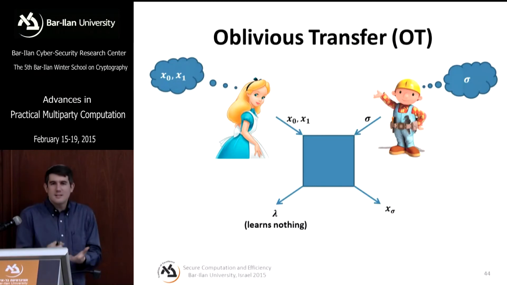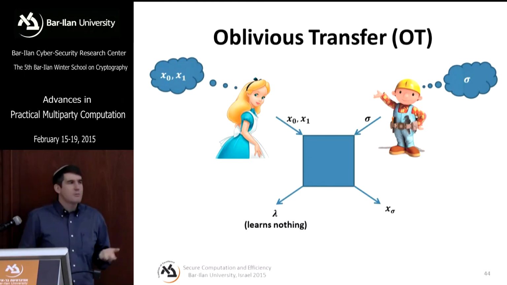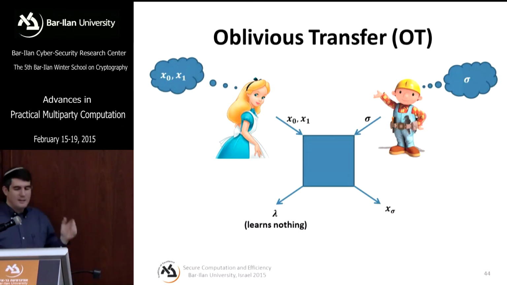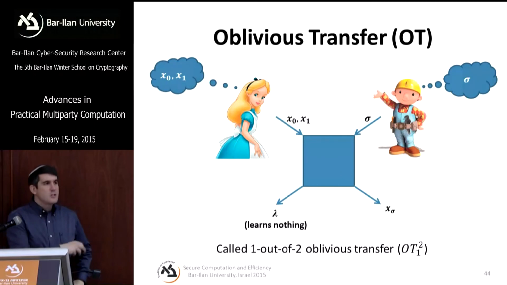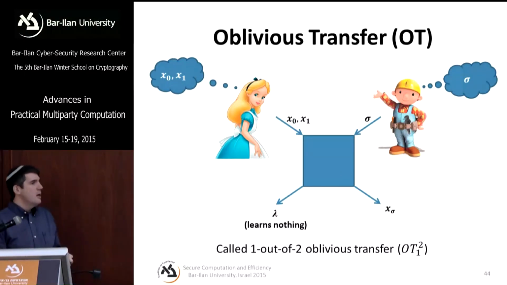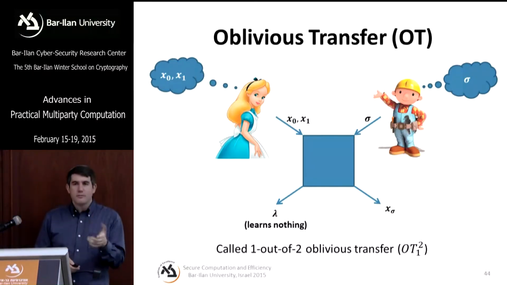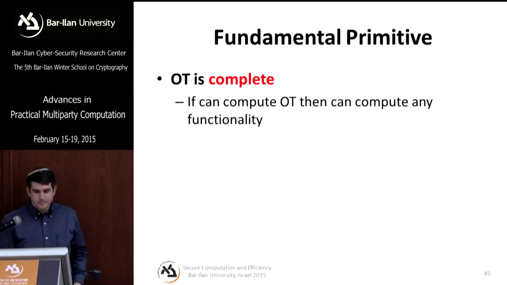It's a paradox. It doesn't seem to be possible, but that's the beauty of cryptography. We do lots of impossible things. And this is really one of the simplest and most beautiful constructions. It's called 1 out of 2 oblivious transfer because Bob is getting 1 out of 2 of Alice's inputs.